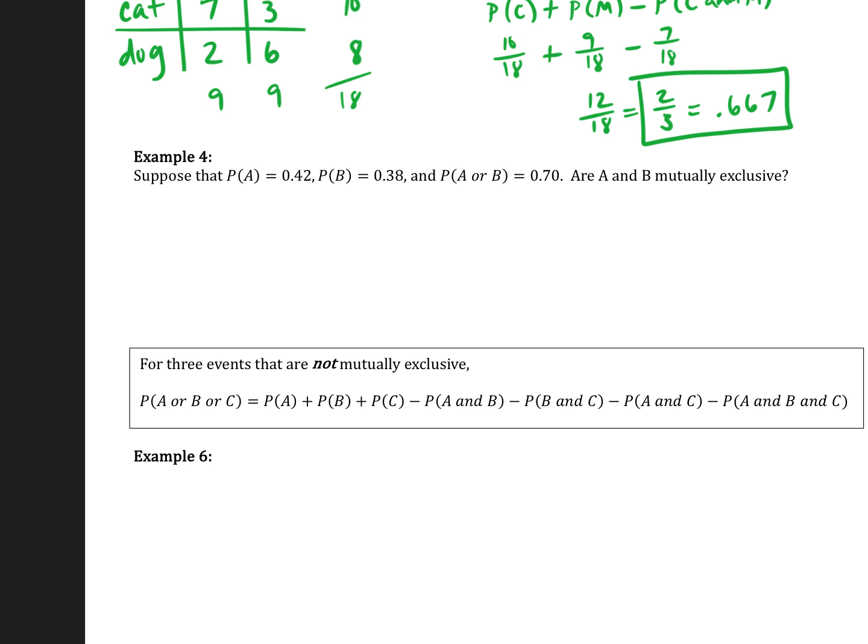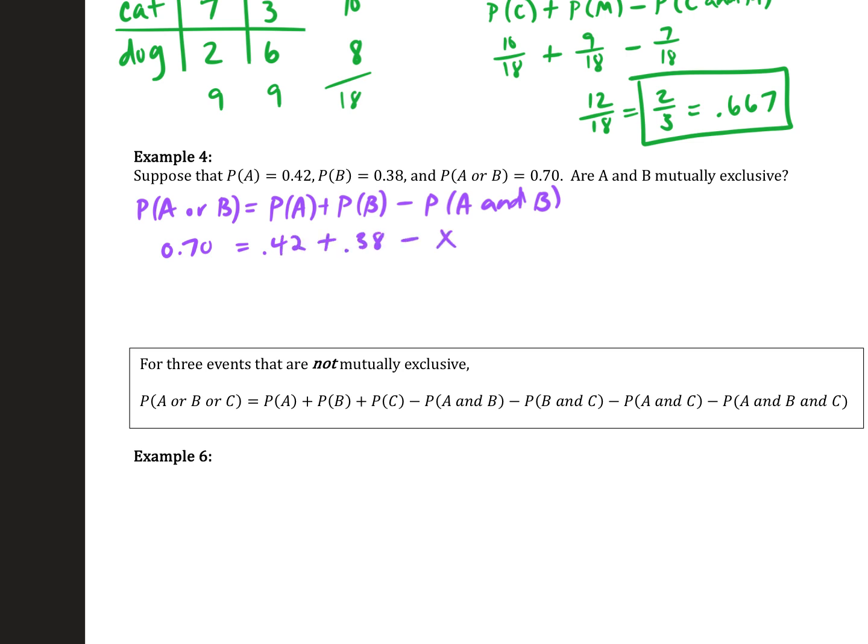What formula do I use for A or B? So this is the 2 things we've talked about today. We learned probability of A or B equals probability of A plus probability of B minus probability of A and B. And now you just replace each of those probabilities with the values that I've already given you. So 0.70 equals 0.42 plus 0.38 minus, and you can just put that as X. That's your unknown.